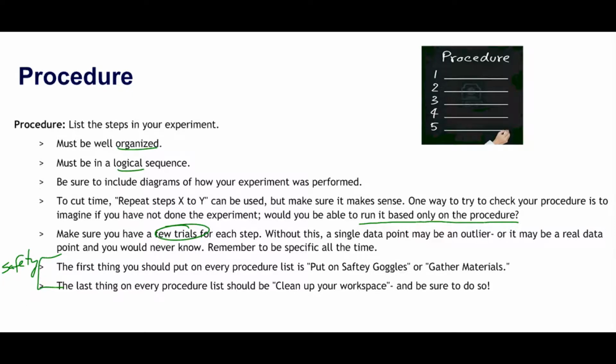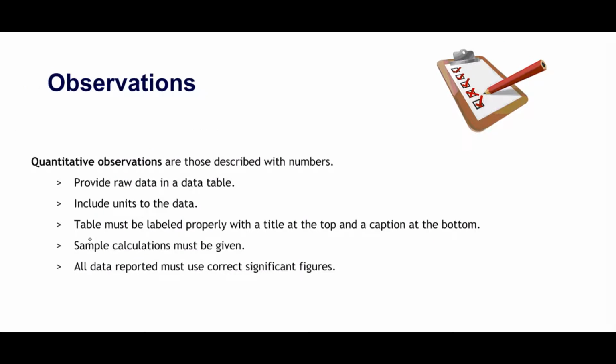All right, observations. This is where we're going to actually collect some data. So there's two types. There's quantitative, which is numerical, and qualitative. So quantitative is going to be raw data in a data table, including units. It must have a title at the top and a caption at the bottom. I'll give you an example of that in a minute. And then if you have sample calculations that you're using with this raw data, make sure to include those. Now again, it's sample. That means if you're running the same equation over and over and over, just give one example of that equation. And then this is very important.